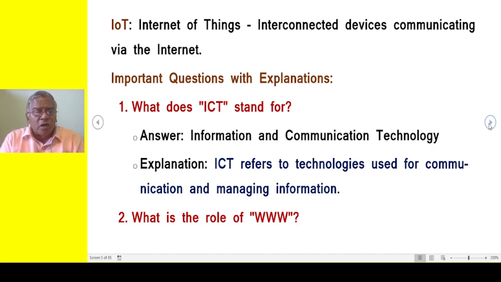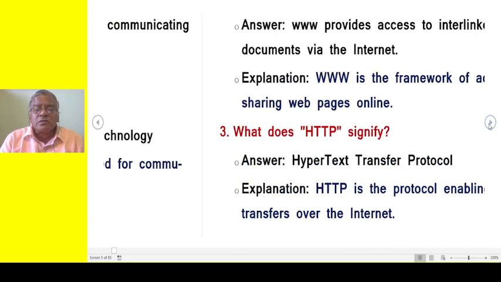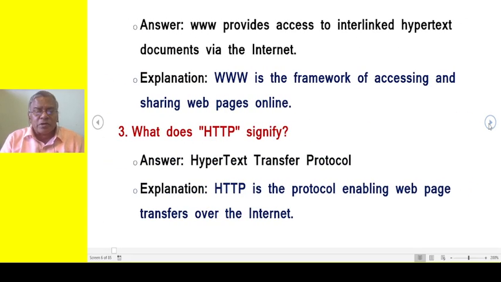Now let us ask some important questions under this small subheading, with explanations. What does ICT stand for? That is Information and Communication Technology. ICT refers to technologies used for communication and managing information. What is the role of WWW? It provides access to interlinked hypertext documents via the internet. So this WWW is the framework for accessing and sharing web pages online.